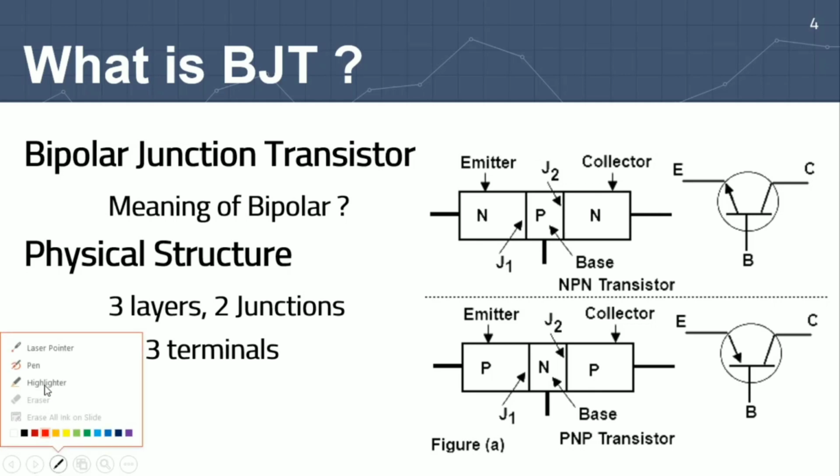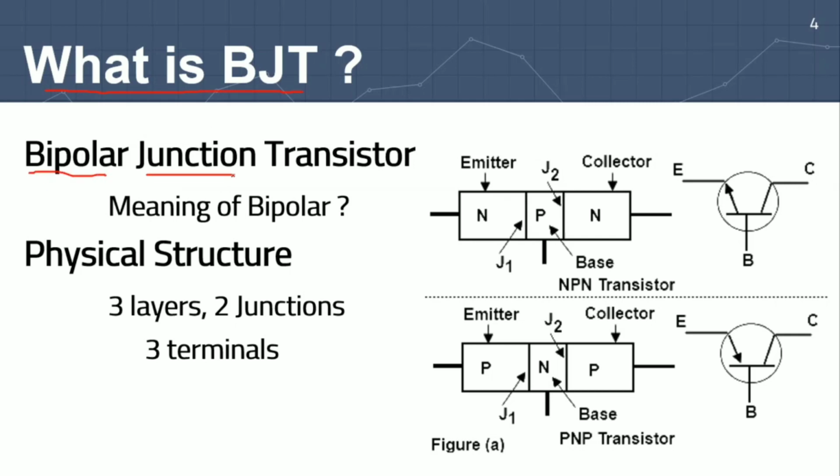Okay, so coming to the first slide. Here I want to understand what is BJT. BJT is bipolar junction transistor. It means that it is a bipolar device. It has junction and it is a transistor.